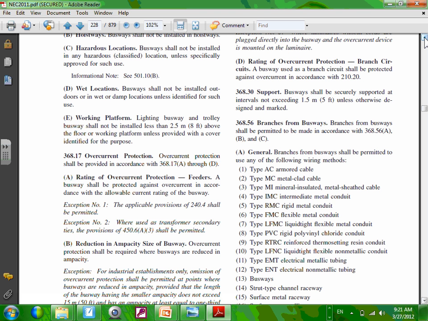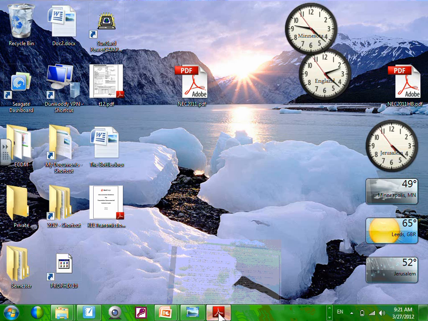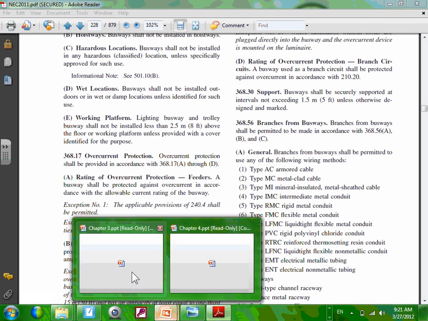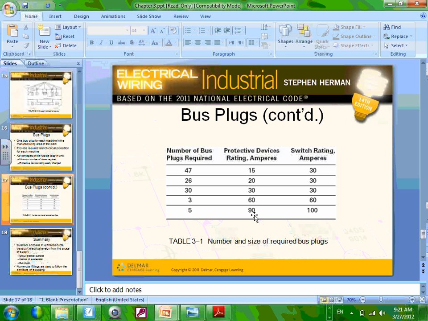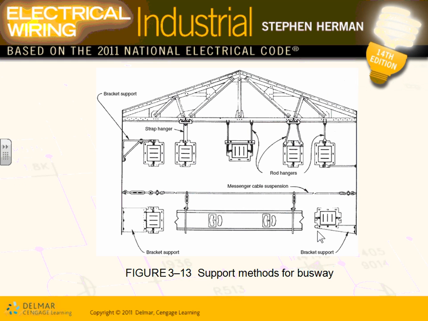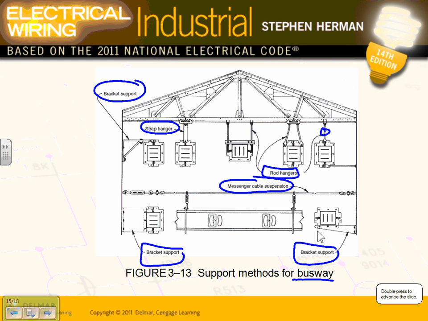Any question about busways? Any question about busways? Let me just go back into 3 here. Any question, guys, about busways, the support that we can use? You can see how they did this busway in our project. You guys are going to mirror this, and you're going to use it in your project.